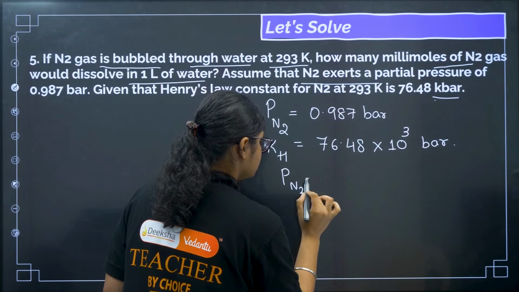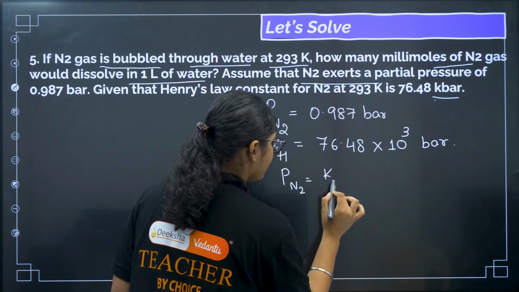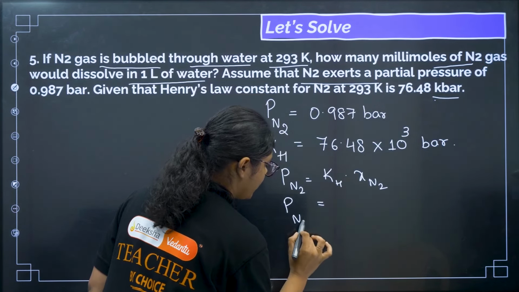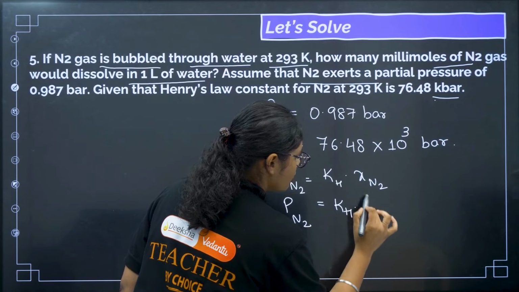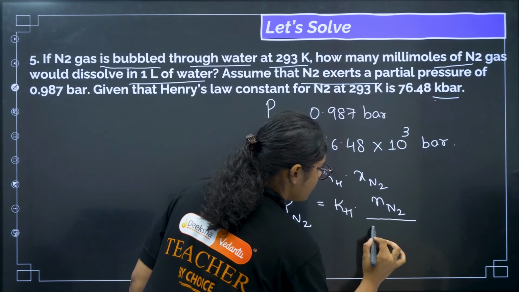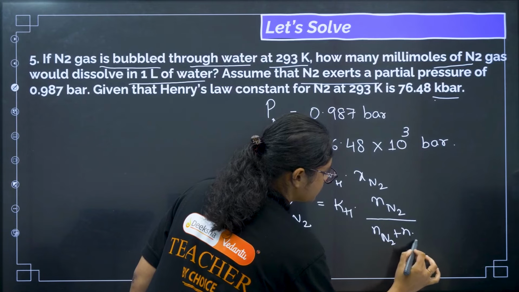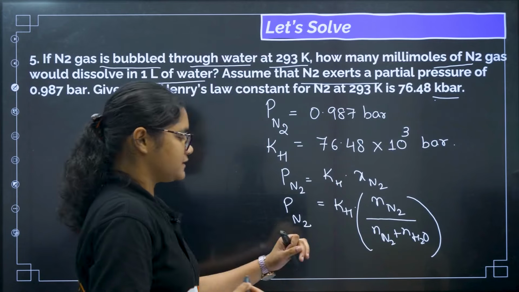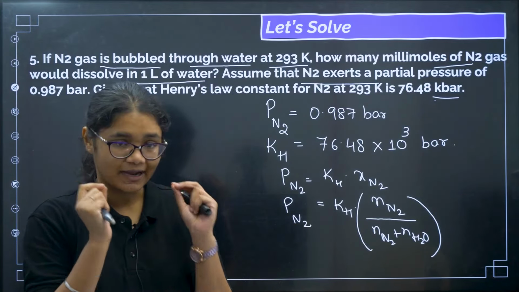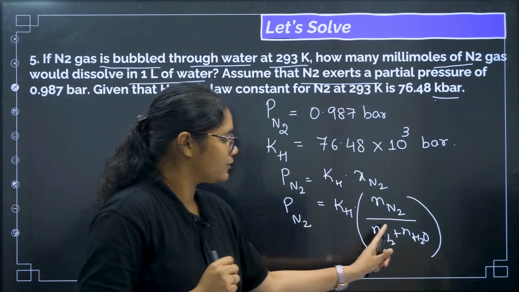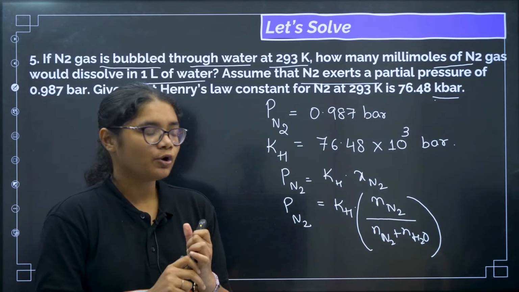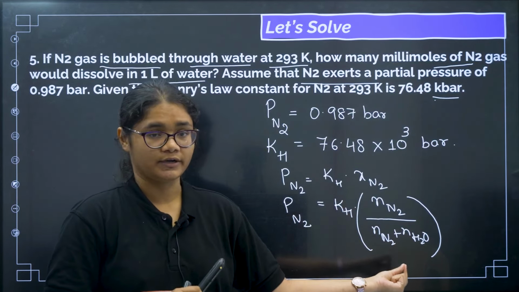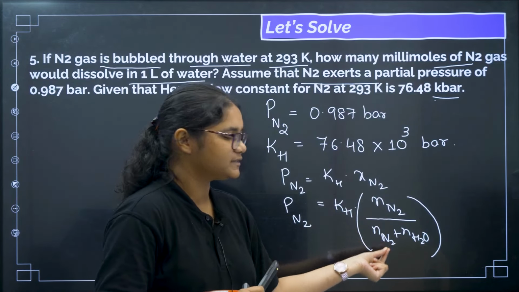P of N2 is equal to KH into the mole fraction of N2. So I can write this as P of N2 is equal to KH, and for the mole fraction of N2, I can write n of N2 by n of N2 plus n of water, because the other component is water. Now, when we are dissolving such a thing, we can assume that the number of moles of nitrogen is very less as compared to the number of moles of water. So we can ignore the number of moles of N2 in the denominator.